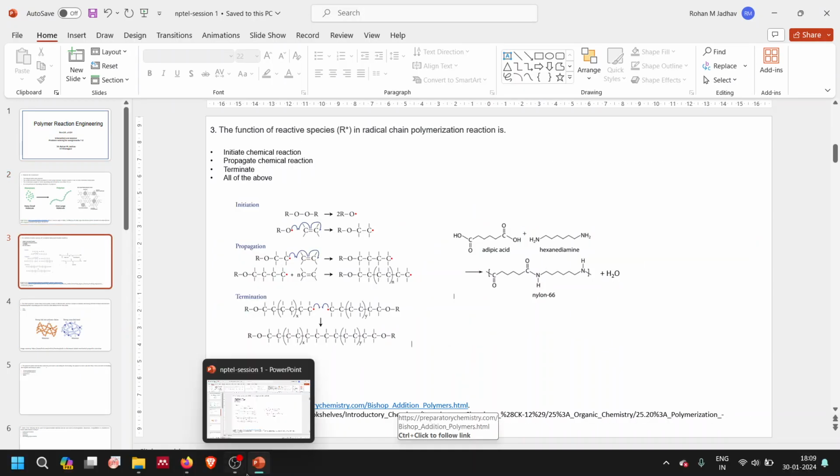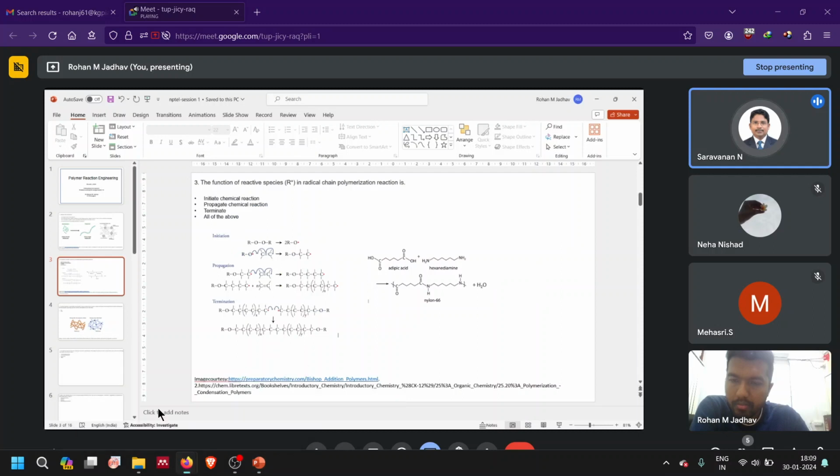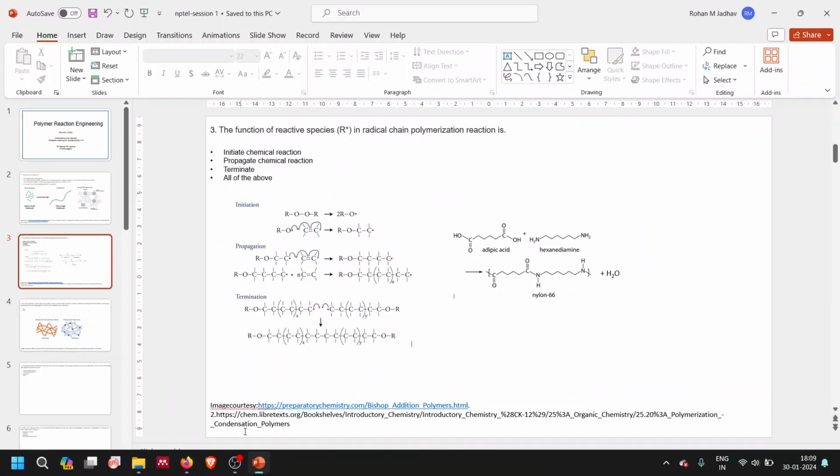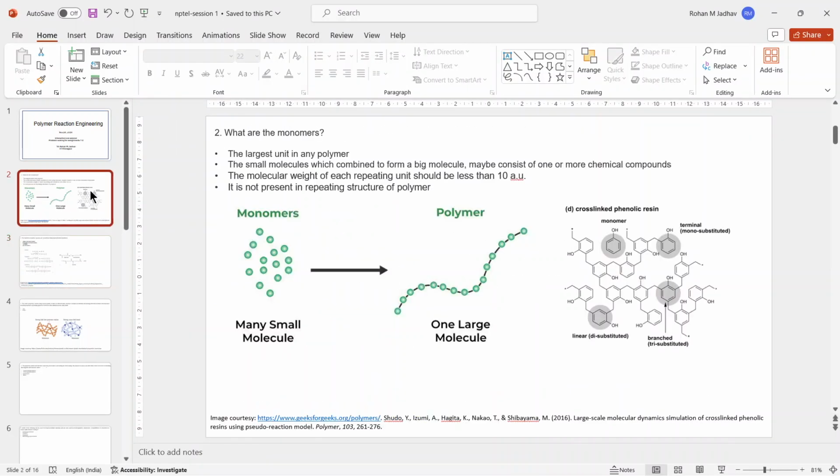Hello, sorry to interrupt. On slide number two, we have discussed the polymer, but is only one option correct? I believe it is the one that says monomers are small molecules which combine to form a big molecule, correct? Yes, that's the one.